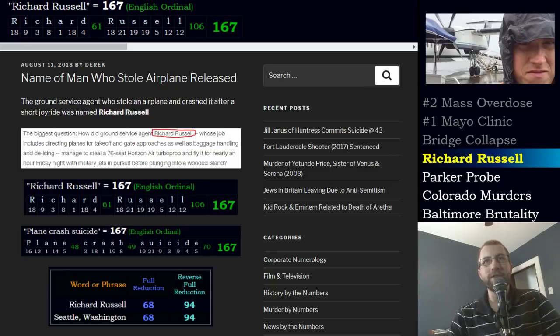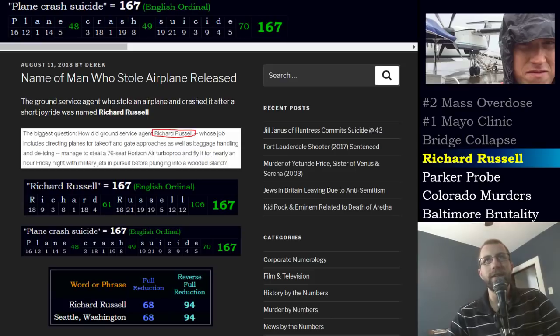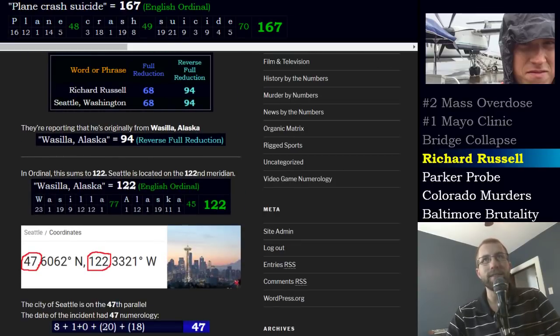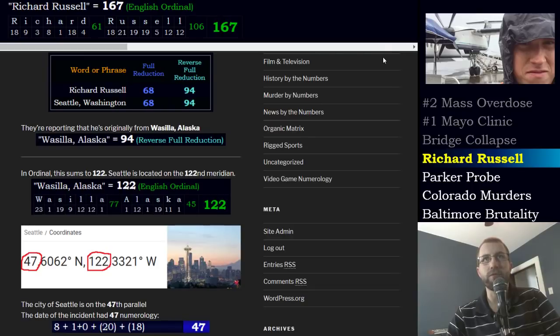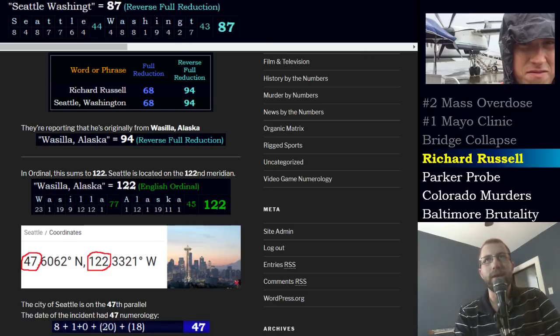Let's begin with the name Richard Russell, English Ordinal 167. This guy committed suicide in a plane crash. Suicide 167. Hell, that might even be an accident. What we're going to talk about is the reduction gematria of Richard Russell. Notice how it sums to 68 and 94. What are the odds that these are the same two numbers you find in the gematria of Seattle, Washington? 68 and 94.